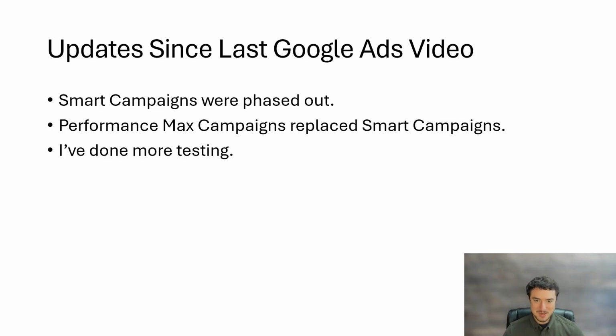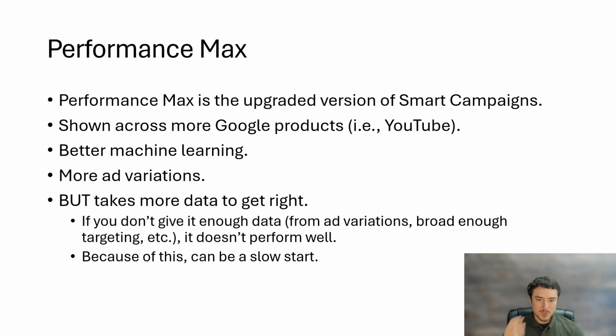I've also done some more testing, so I have some more learnings since then, aside from just the changes that Google has made. Performance Max is like the upgraded version of Smart Campaigns, but it is a little bit more complex and takes a little bit more to set up. It's not as super easy and simple as Smart Campaigns. The main difference is it's shown across more Google Ads products. Smart Campaigns would usually only show on search results and then maps, while Performance Max campaigns can show on search results, maps, YouTube, and a bunch of other stuff.